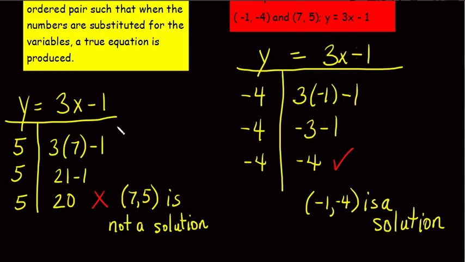Well, is (7, 5)? So over here, I did the same thing. I wrote it out to see if (7, 5) is a solution. So y is my range. So 5 equals 3 times 7, which is my domain, my x. So I put it in here: 3 times 7 minus 1. And when I work that out, I've got 5 equals 20. Well, that's not right. So (7, 5) is not a solution to this equation.